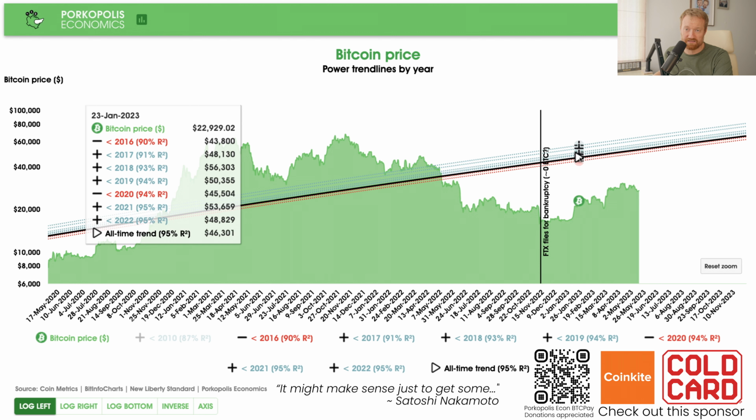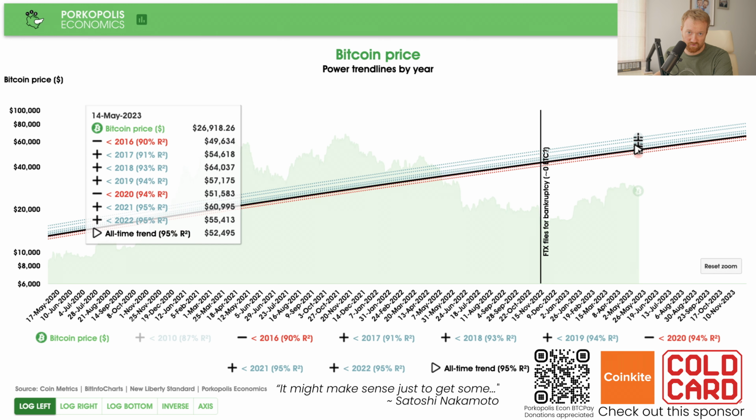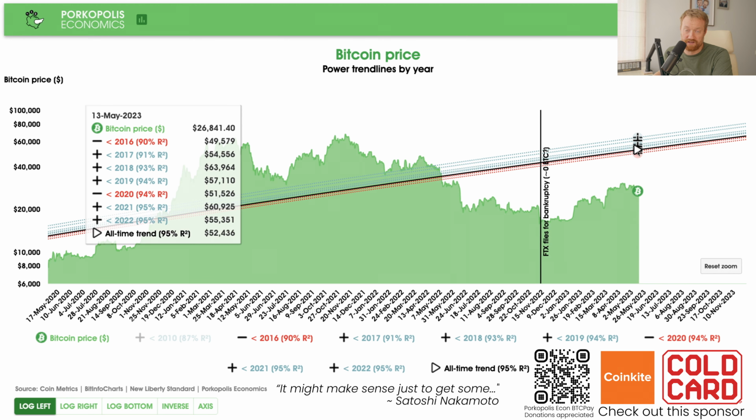There are two trend lines, 2 year ends, that are lower than the all-time trend. One is 2016, the other is 2020. What's in common about both of those? They were kind of after 2 long bear markets. So they took in the most depressed pricing data up to that point based on their relative time periods. And so they are below the all-time trend. They are the lowest trend line.